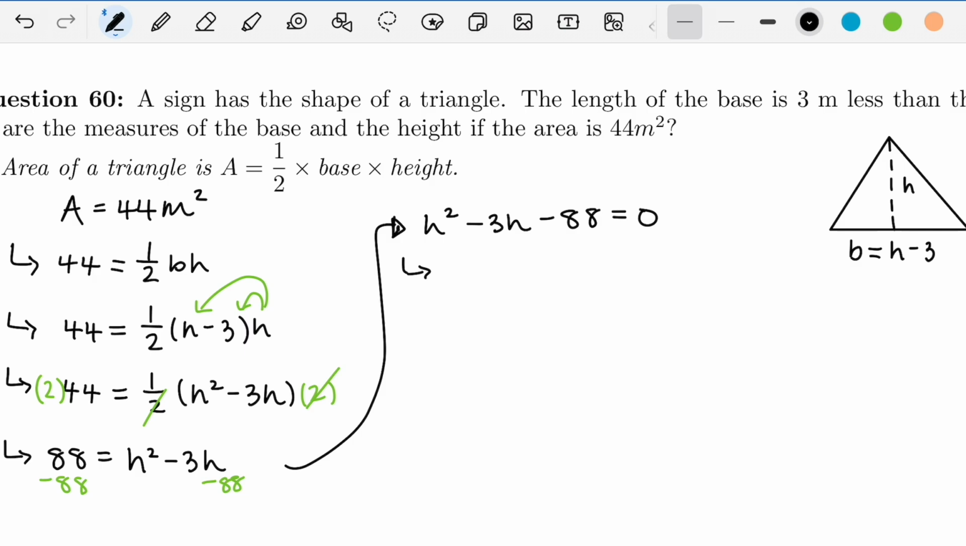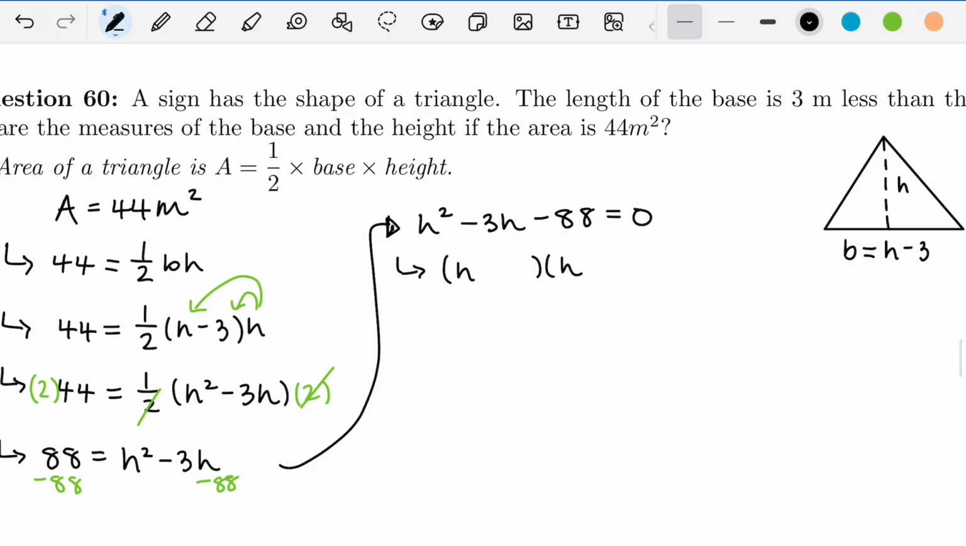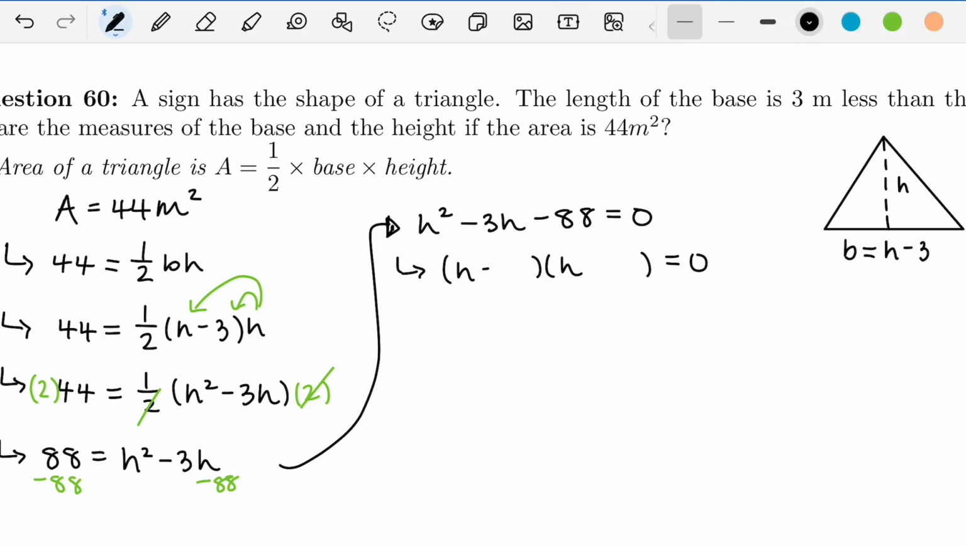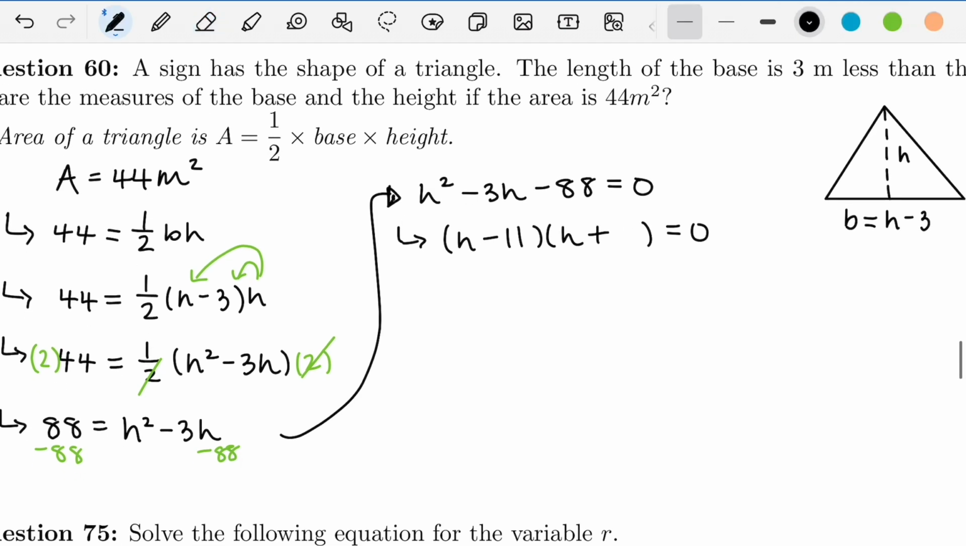We know that the fully factored form of this guy is going to be of this form here. And then the two numbers in this case need to multiply to give us minus 88 and add to give us minus 3h. So those two numbers are going to be minus 11 and plus 8. I'm going to have 8 here. There we go. Now, our zero factor property says that this is going to be equal to 0, or this is going to be equal to 0, or both. So this tells us that our height could be 11, or our height could be -8.